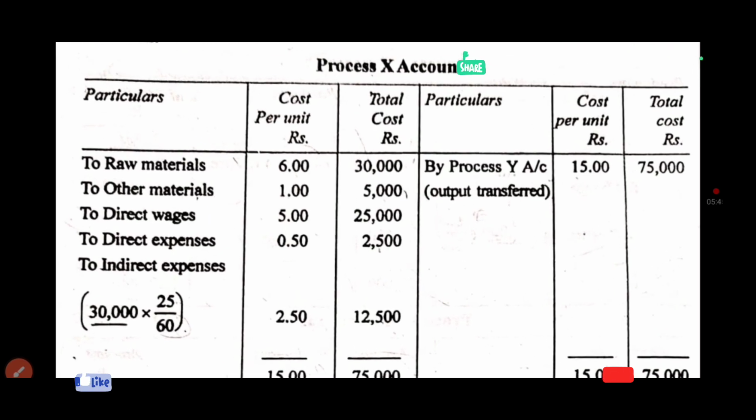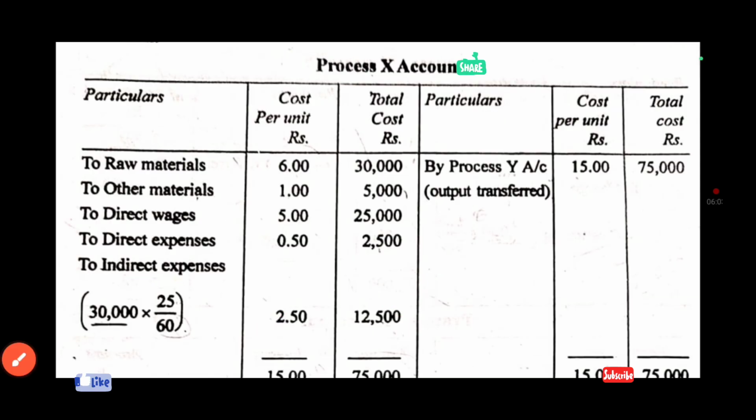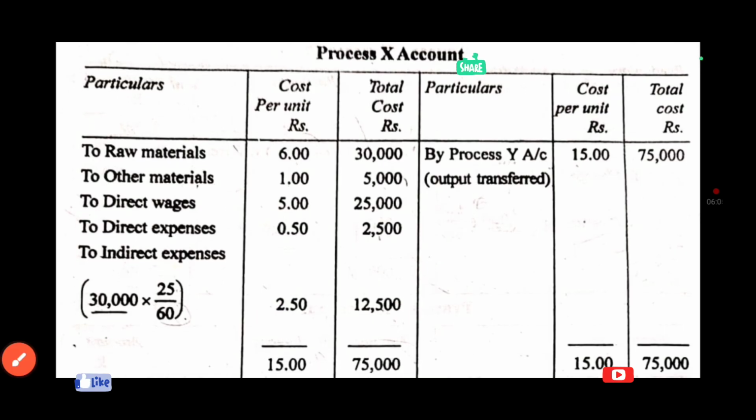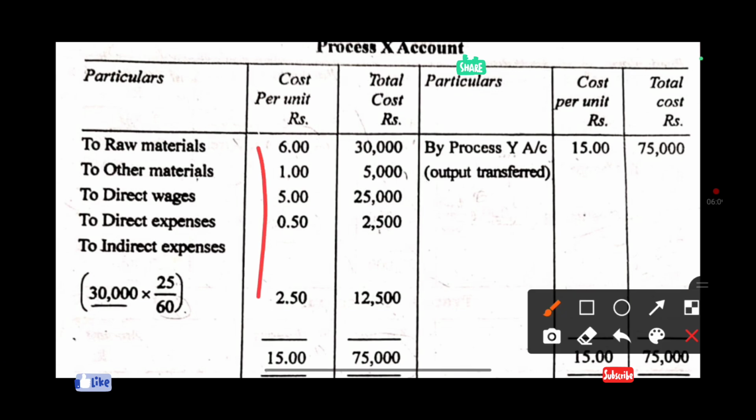Let's take the process X account. Indirect expenses for process X, the value is 12,500 entered. Against this value, you divide 12,500 by 5,000 units, and you will get 2 rupees 50 paise indirect expenses cost per unit. Then we need to add all the values, and you will get 15 rupees cost per unit, and the total cost you will get is 75,000 rupees.